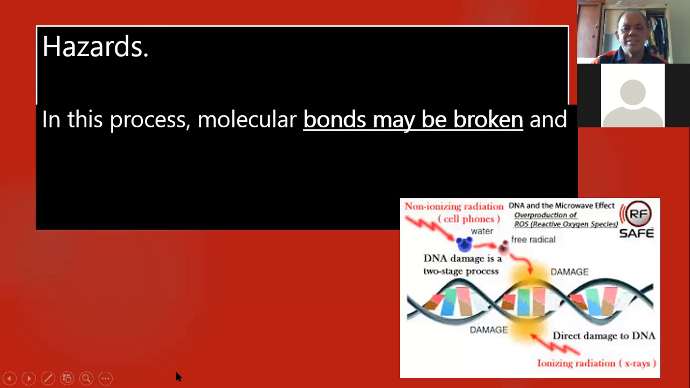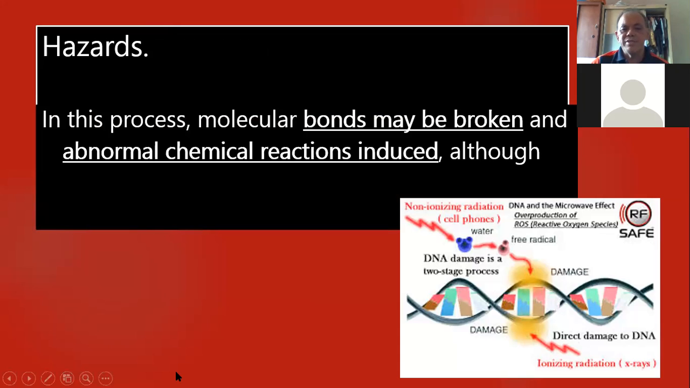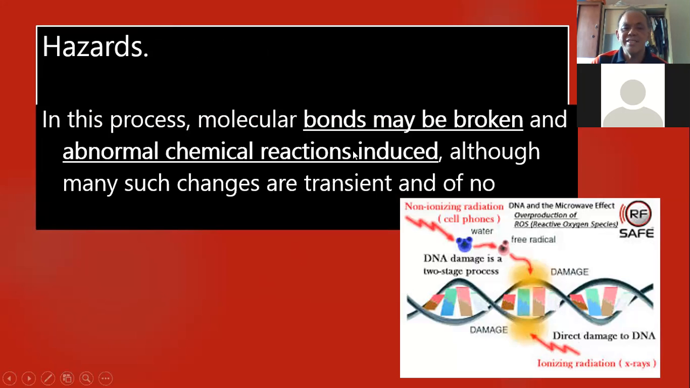Molecular bonds are broken and abnormal chemical reactions induced. If a bond is broken, you have to make new bonds, so it may combine with other molecules. That's why we have abnormal chemical bonds. Although many such changes are transient, temporary, and the majority of them are not significant, some can cause abnormal chemical reactions. That is the danger. Most of it is just temporary.